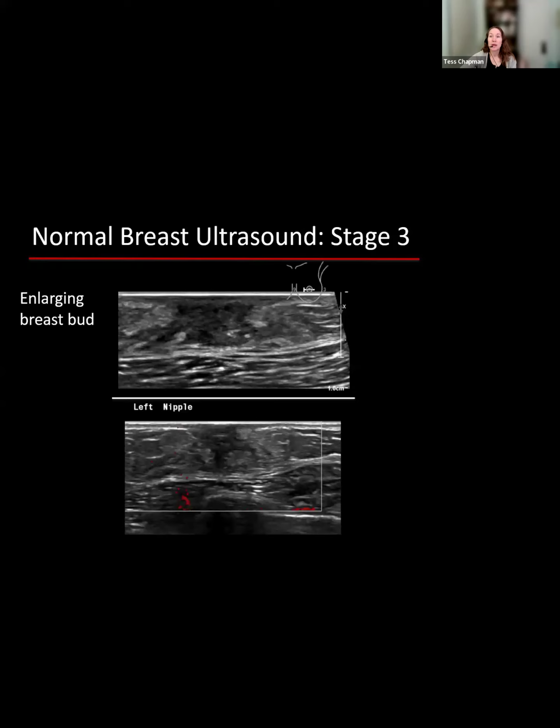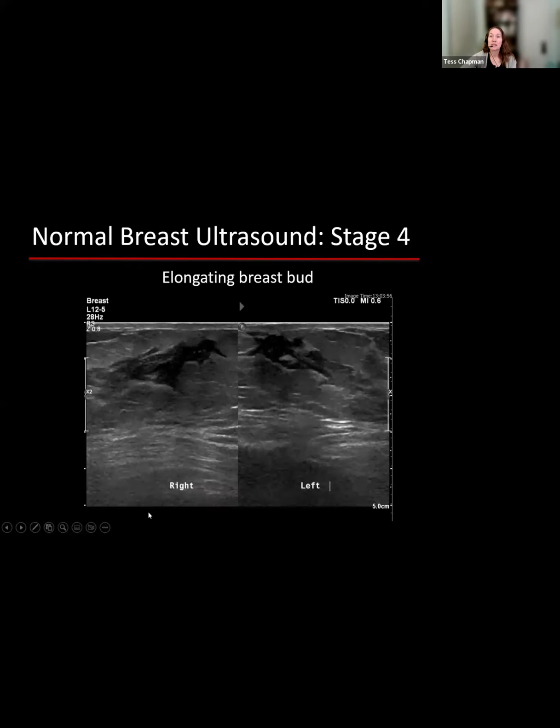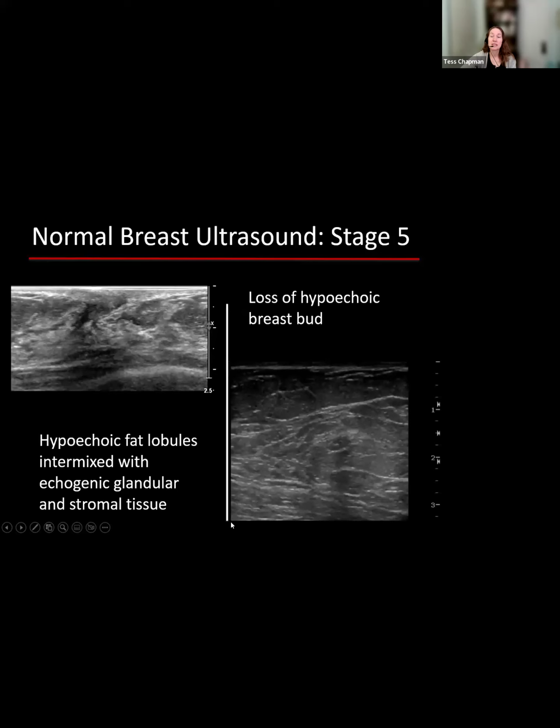Then with stage 3, as puberty continues, that breast bud enlarges, and you can see the margins look a little spiculated. They extend outward, kind of like in a spidery manifestation. Then as puberty continues, we go on to stage 4, and that breast bud elongates more, as you can see, and we have increasing adjacent fatty tissue. And then the mature adult stage is stage 5. This is the fully developed breast. Here we have loss of the hypoechoic breast bud. This is what we're used to seeing on adult breast ultrasound: hypoechoic fat lobules intermixed with echogenic glandular and stromal tissue.